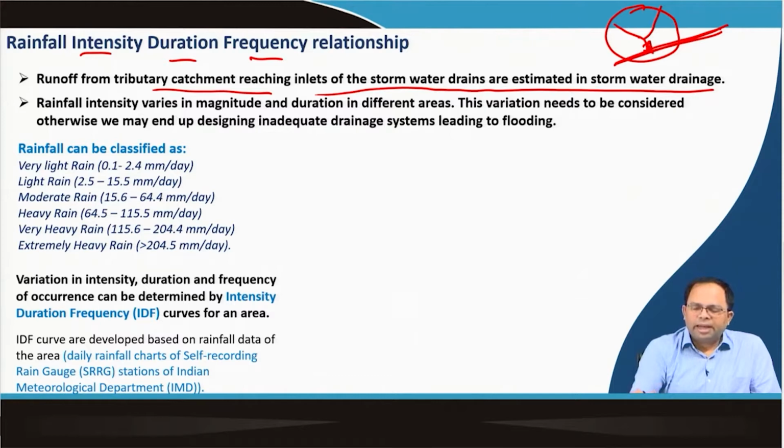So, that means the entire area's water flows along some channels which are maybe natural depressions, or this could be called valleys as well. So, within these valleys the water will flow and then reach the inlet point of the drain. So, this runoff from tributary catchments reaching inlets of the stormwater drains is estimated in stormwater drainage. So, we need to understand these flows.